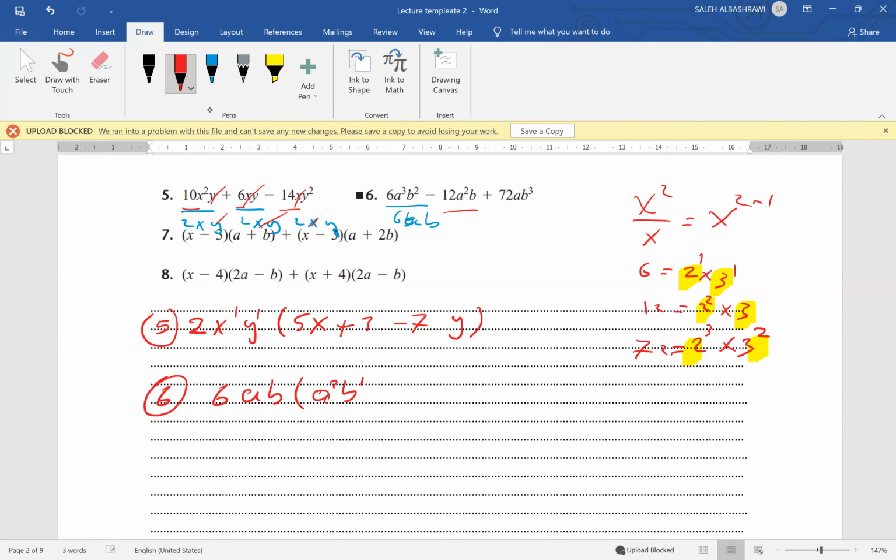Second one, divided by, again, 6ab. Minus 12 divided by 6 is minus 2. And a squared divided by a is equal to a, and b will cancel with b. Third one, divided by 6ab. 72 divided by 6 is equal to 12. And a will cancel with a, and b to power 3 divided by b will give me b squared.